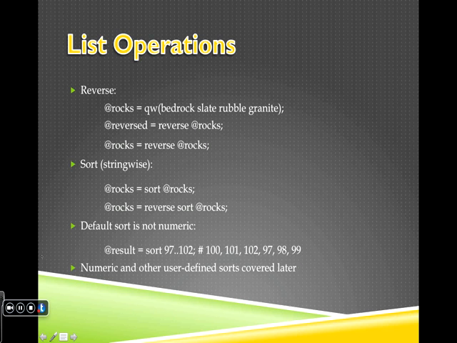There is another function, which is sort. It will sort the elements as an ASCII sort, so be careful, not on the number. So sort the rocks. Here, for example, we'll start with bedrock, then granite, then rubble, then slate. It will order it for me in that way and put the result here in rocks. You can do reverse and then sort, which will end up with the same result.